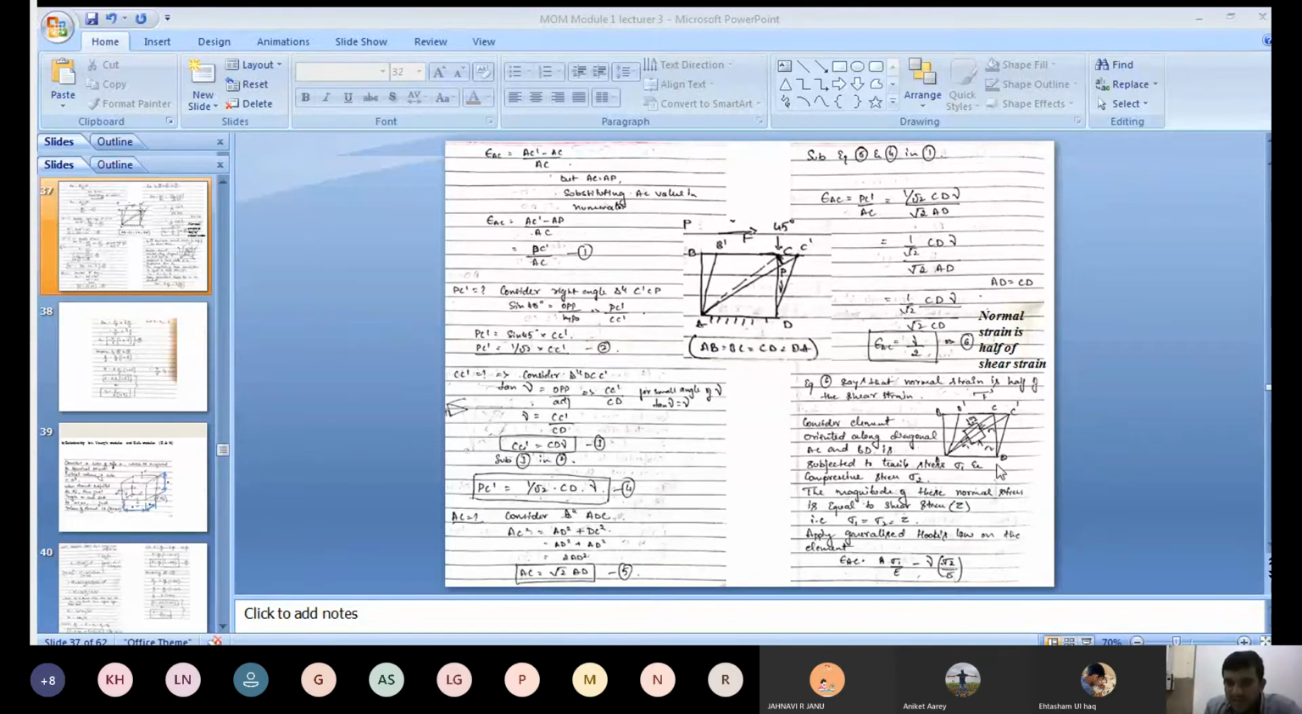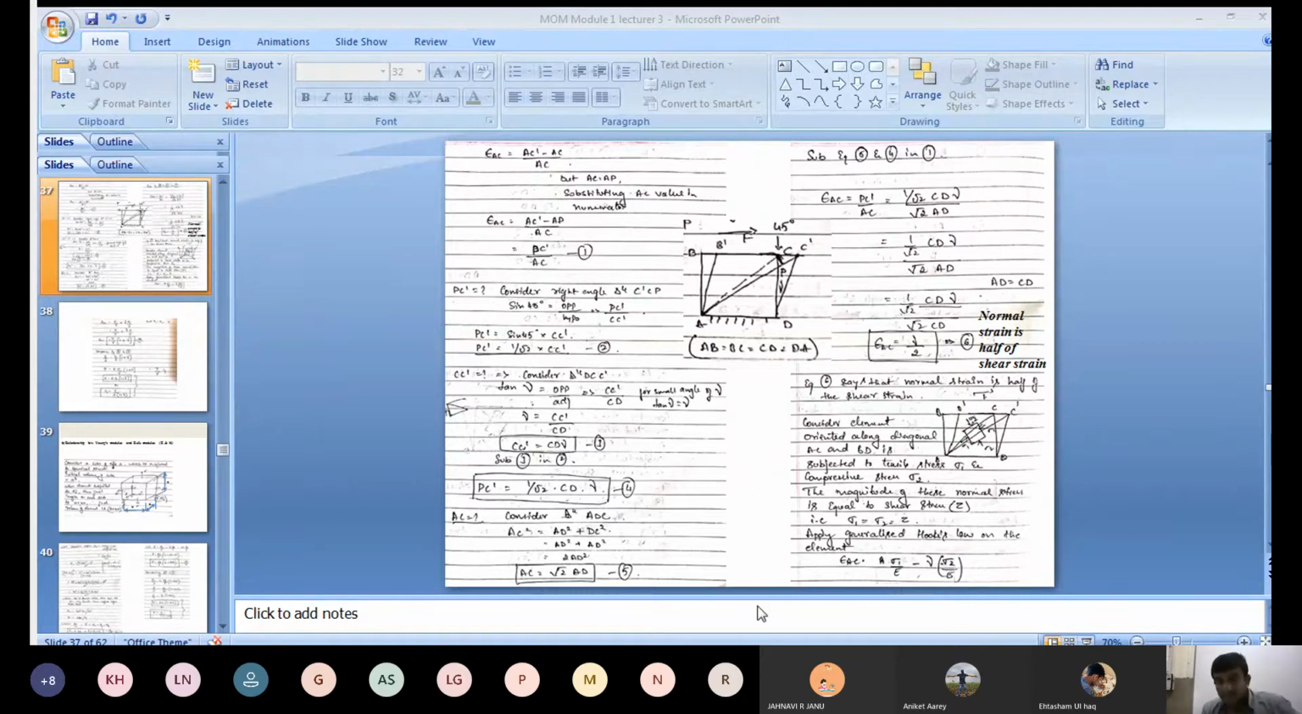Now sigma 1 is acting along the diagonal AC, sigma 2 is acting along the diagonal BD. Then those stresses are equal: sigma 1 is equal to sigma 2, and also that is equal to what? Tau, the shear stress. Now consider an element oriented along diagonals AC and BD, subjected to tensile stress sigma 1 and compressive stress sigma 2. The magnitude of these normal stresses is equal to the shear stress. Sigma 1 is equal to sigma 2 that is equal to tau. Now we'll go for applying.